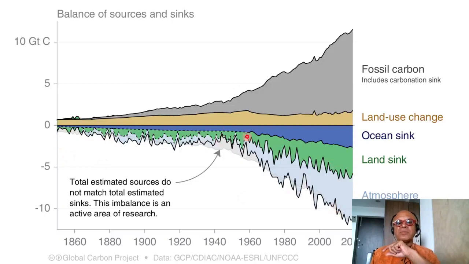Obviously, reconstructing the budget is not easy, so sometimes you end up with residuals. So total estimated sources do not meet total estimated sinks in some cases, which are called imbalance or missing sink, and so on and so forth, because we still don't know the impact of things like carbon fertilization that we talked about, enhanced carbon uptake by vegetation, which may be putting away carbon into some places, wetlands, maybe peatlands, and so on and so forth.